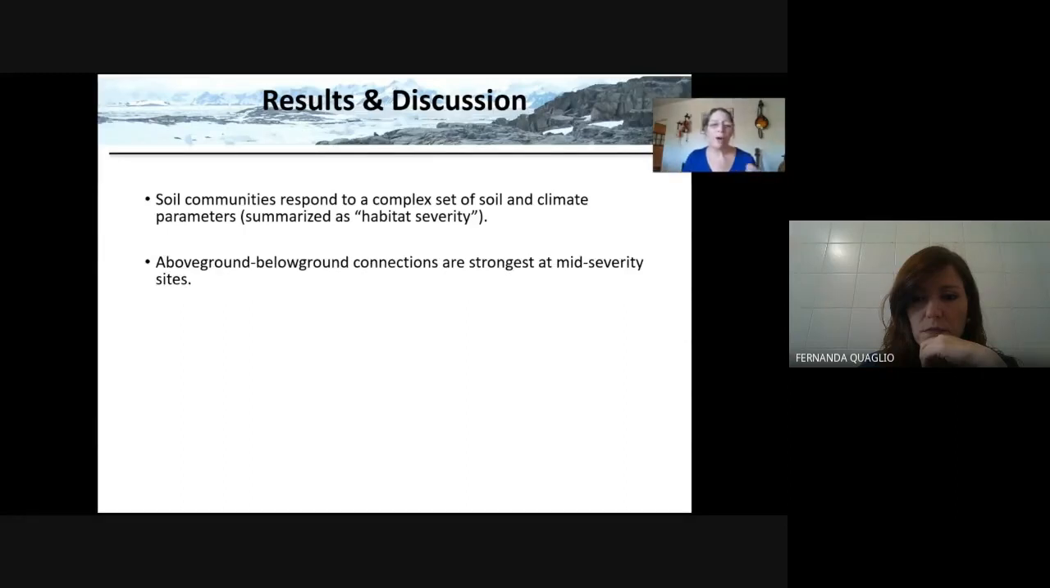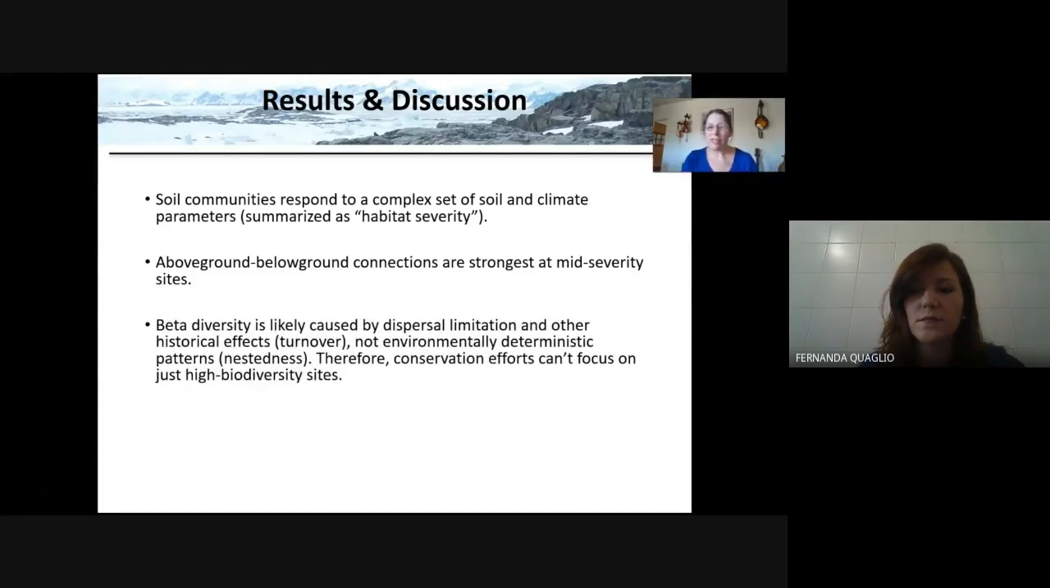And above ground, below ground connections appear to be strongest not at the high or low severity sites, but at mid severity sites. We also found that beta diversity is likely caused by dispersal limitation and other historical effects from species turnover or species replacements, not environmentally deterministic patterns. So it does not appear to be the case that the stress-tolerant generalists live everywhere and only the less robust drop out as habitat severity increases.